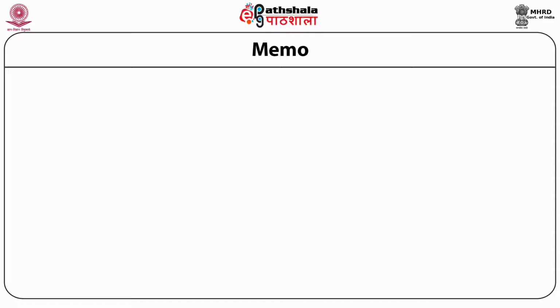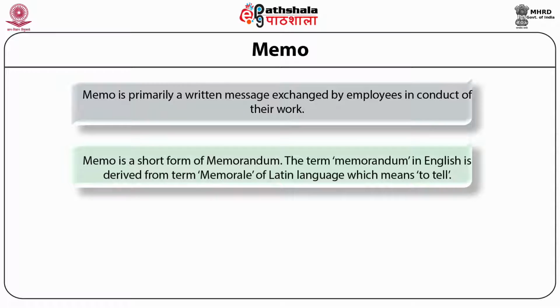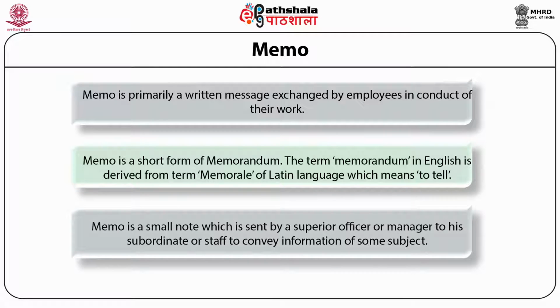One basic tool of written communication is the memo. Memo is primarily a written message exchanged by employees in conduct of their work. Thus, memos are those business documents that address other people in the same organization. Memo is a short form of memorandum. The term memorandum in English is derived from the term memorare of Latin language, which means to tell. Memo is a small note which is sent by a superior officer or manager to his subordinate or staff to convey information of some subject.